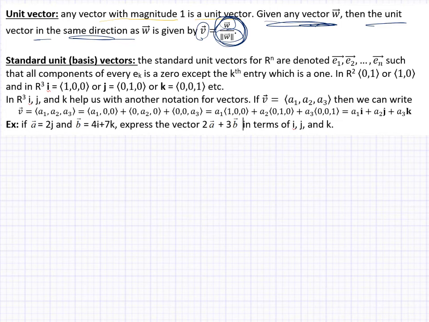A standard unit vector in any space, let's say Rn, we can denote those by E1 or E2 or even En, depending on what space we're in. What happens is all the components of that vector are 0 except for one element, which is a 1. So it's a vector that's comprised of zeros and 1s, but there's only one 1 in each one of these things. And so if we looked at R2, R2 has two of these, 0, 1 and 1, 0.